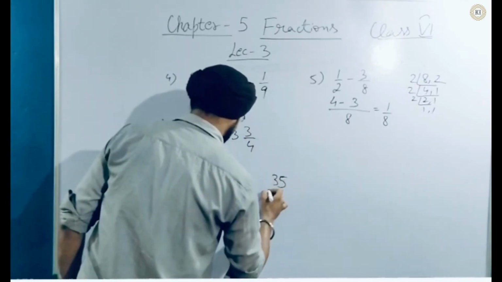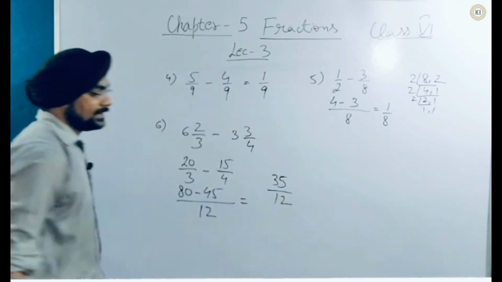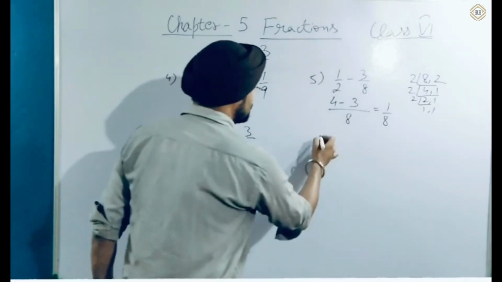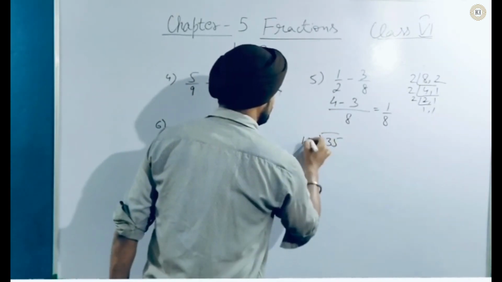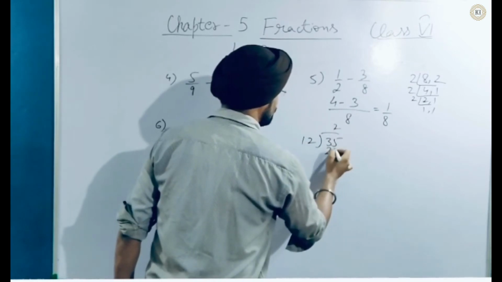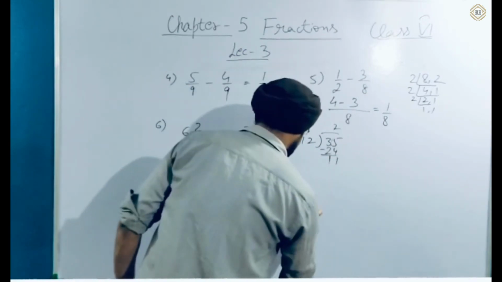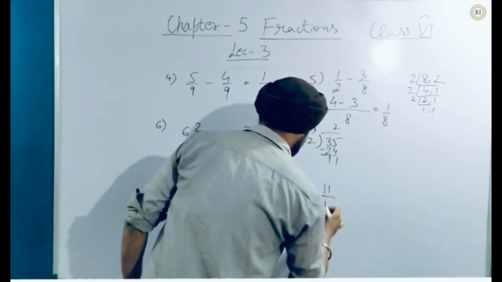80 minus 45 is 35 upon 12, and at the last we can again convert into a mixed fraction by simply dividing 35 by 12. So 12 2s are 24, remainder 11. So it will come 2 whole 11 by 12.